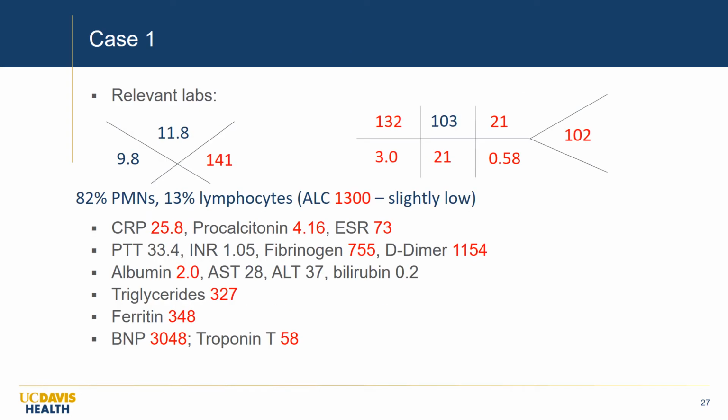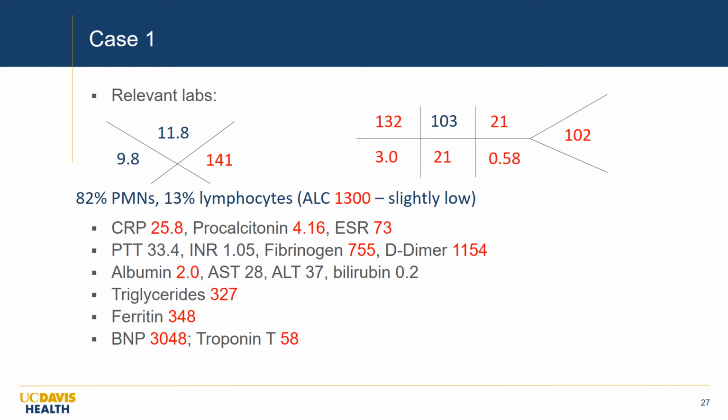When we looked at his labs, these really clued in the emergency room providers that this may be MIS-C. So you can see that he had low platelets, he had hyponatremia. For age, his BUN and creatinine were elevated. His lymphocytes were slightly low at 1,300, and they subsequently became even lower while he was admitted. And interestingly, his CRP was very high, so 25.8. Procalcitonin was also elevated, as well as the SED rate.